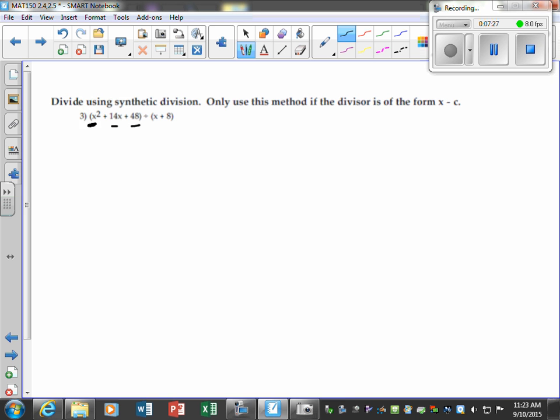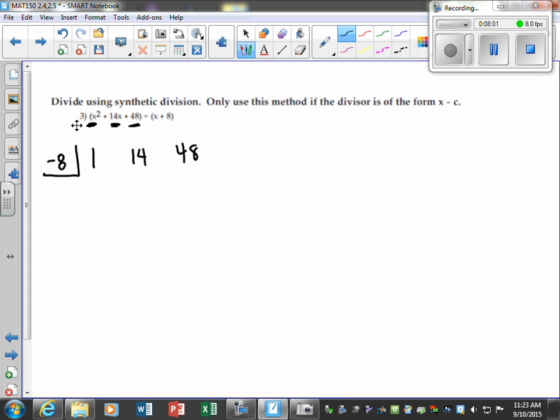Then we ask, what's the coefficient of the first term? 1. What's the coefficient of the next term? 14. Then 48. Write the coefficients of the terms, and over here we're going to have negative 8. When it's in the format x plus 8, we put a negative 8 over here, the opposite sign. Why is that? What happens if I set this equal to 0? What's x equal? Negative 8. So we interchange back from this format to this format to understand that.